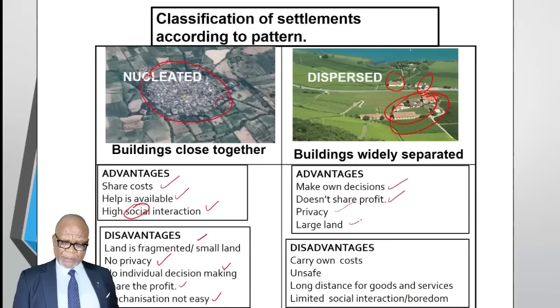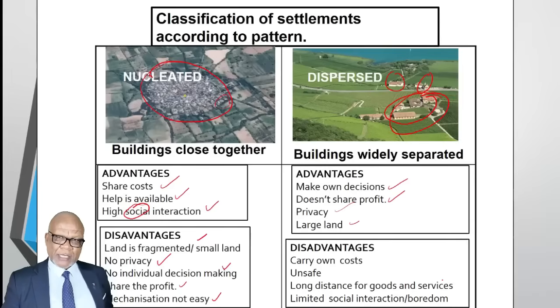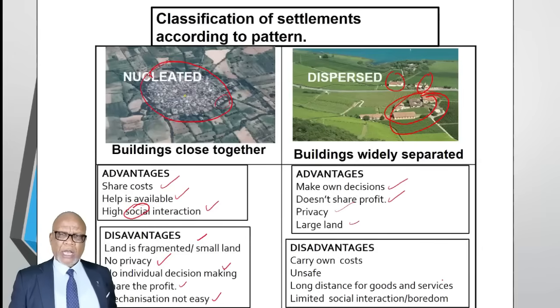And then what are the disadvantages? Disadvantages, you carry your own cost. So carrying your own cost is outright economic. Unsafe, it is very social. Long distance for goods and services, this is social. Now, this social, you can also make it economic. Long distance for goods and services, and therefore you spend more money traveling or more petrol traveling, which affects your money. Limited social interaction or boredom, that one becomes outright social.